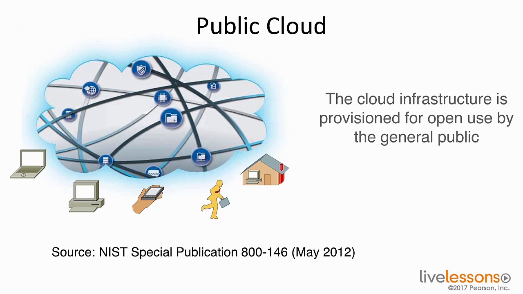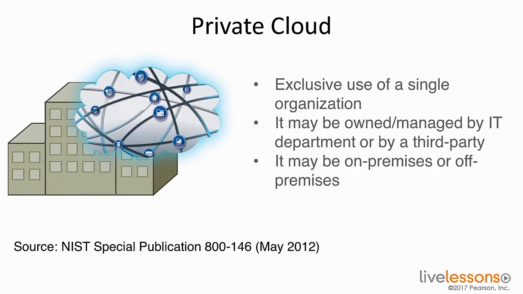Public cloud is basically a cloud infrastructure that is provisioned for open use by the general public. So we hear about this quite a bit with things like AWS and Azure. Whereas private cloud is actually a cloud that's built for the exclusive use of a single organization. It may be owned or managed by your internal IT department or even a third party.